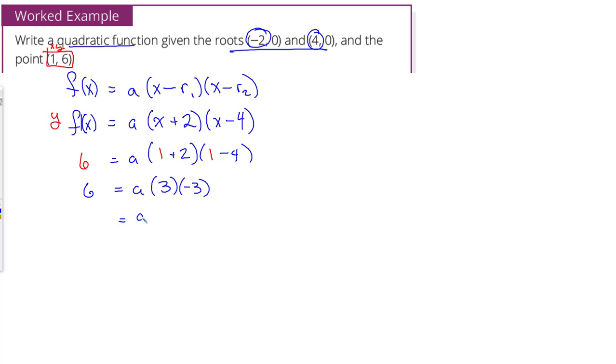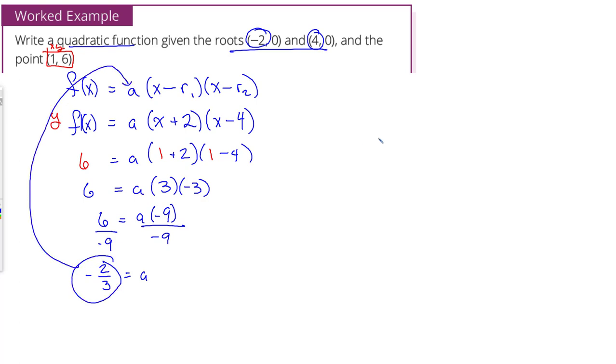So a times negative 9 equals 6. Well, I need to divide both sides by negative 9 to get it solved. And so when I reduce that, I end up with negative 2/3. So there's my a that's going to come up here and replace. So my function is negative 2/3 times x plus 2 times x minus 4.